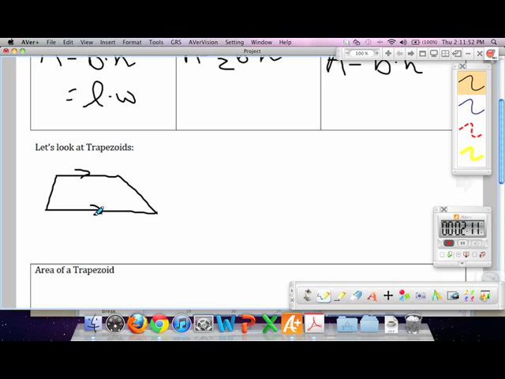Where the diagonals are the distance between them. This works for kites and rhombi. Again, it's based off the fact this is a right triangle. These are right angles. They're perpendicular. It applies to both of these because they share this perpendicular diagonal property.